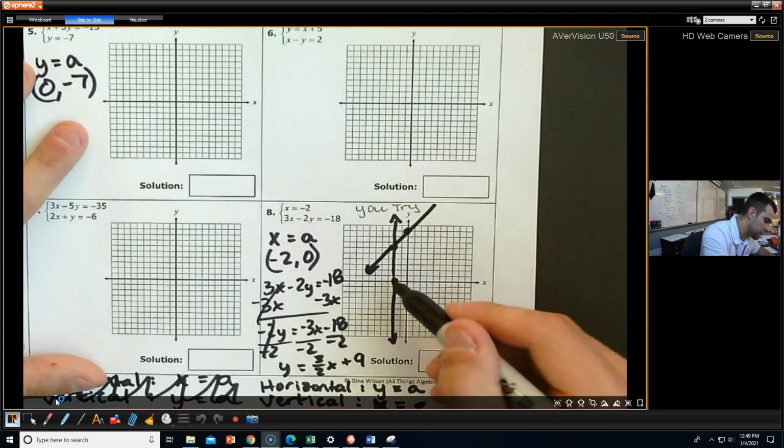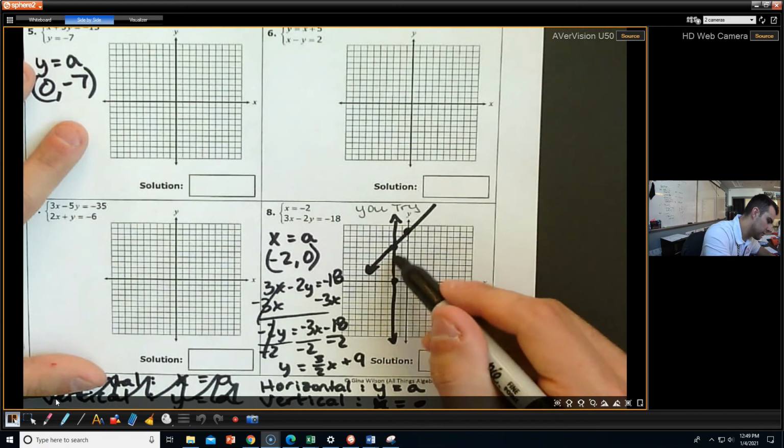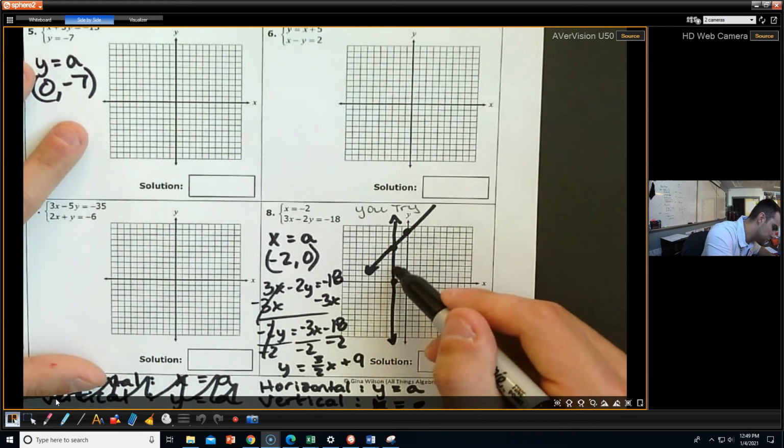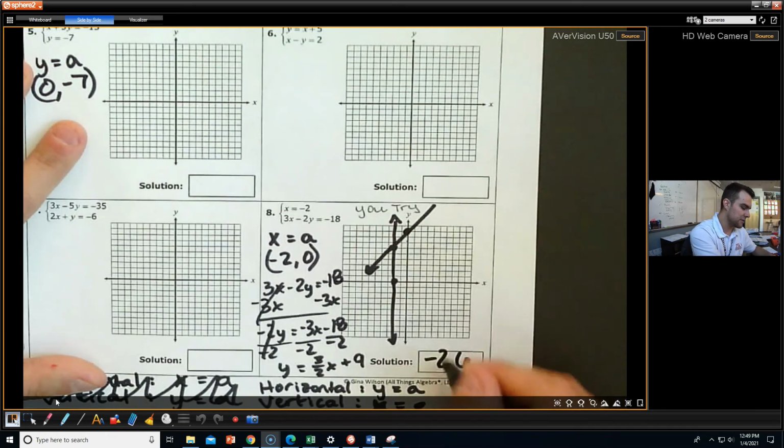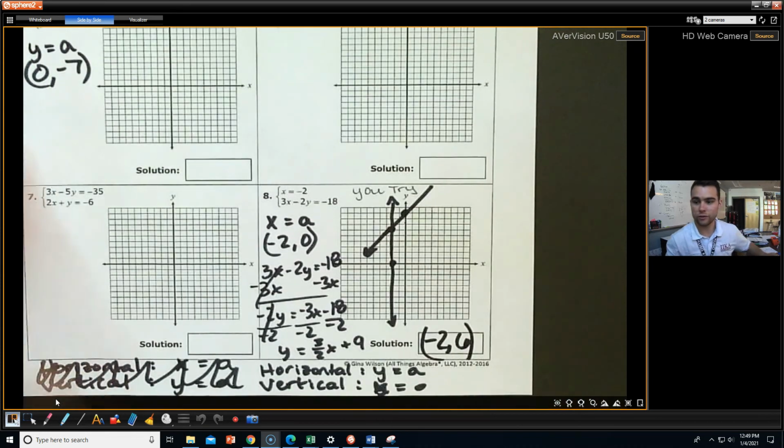What is that point where they cross? That is negative 2, comma, 1, 2, 3, 4, 5, wait, 1, 2, 3, 4, 5, 6. Okay, I want to make sure I counted correctly. Negative 2, comma, 6 is our solution to that guy.